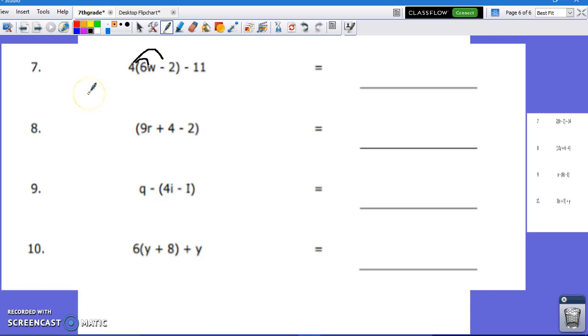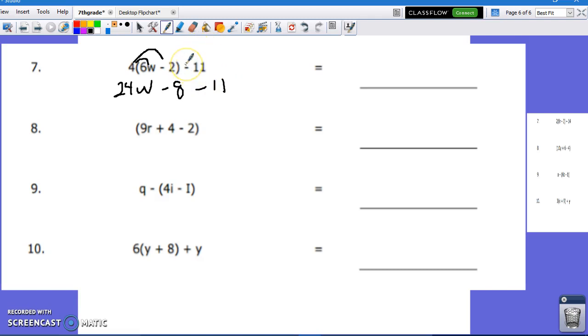In order to do this part, we have 4 times 6w. That's going to give you 24w. 4 times a negative 2 will give you negative 8. Bring down the rest of my problem. Now we can combine like terms.